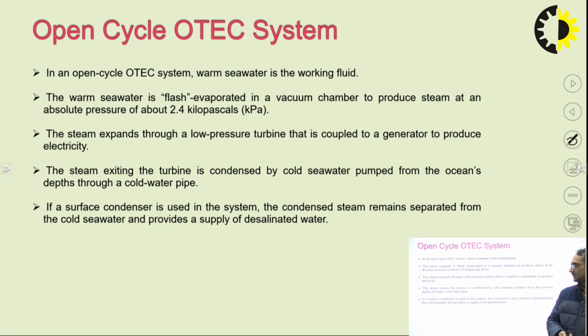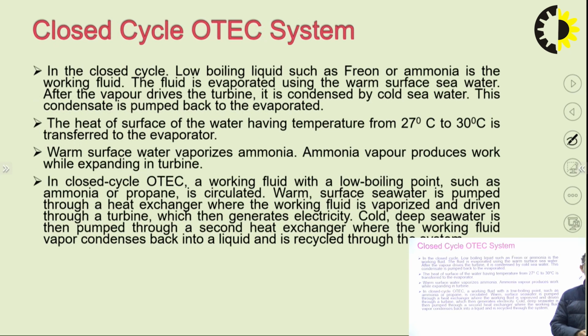The steam expands through a low pressure turbine that is coupled to a generator to produce electricity, and the steam exiting the turbine is condensed by cold seawater pumped from the ocean's depth through a cold water pipe. If a surface condenser is used in the system, the condensed steam remains separated from the cold seawater and provides a supply of desalinated water.